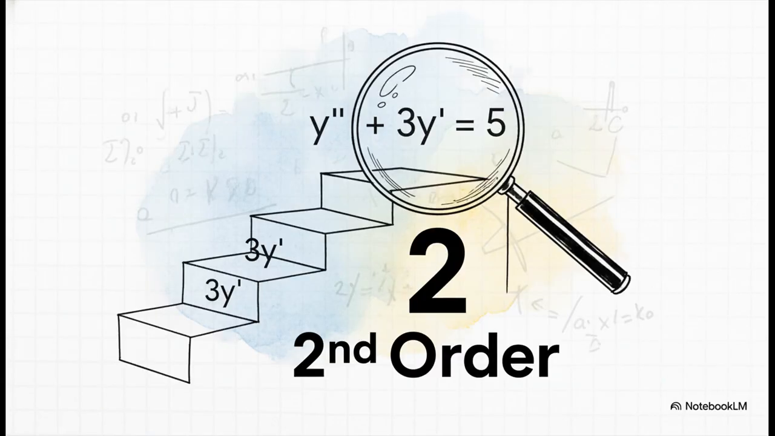So for example, take a look at this equation. We've got a first derivative, that y prime, but we also have a second derivative, the y double prime. Since 2 is the biggest number we see there, this is a second-order differential equation. Yep, it's really that simple.